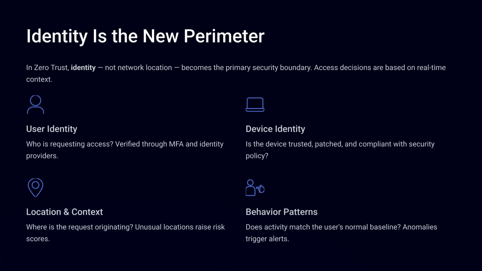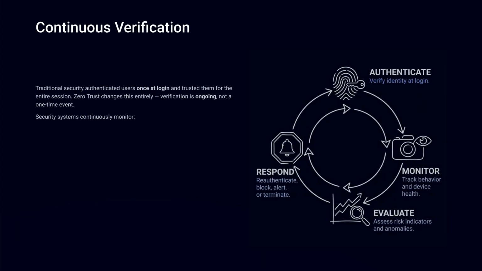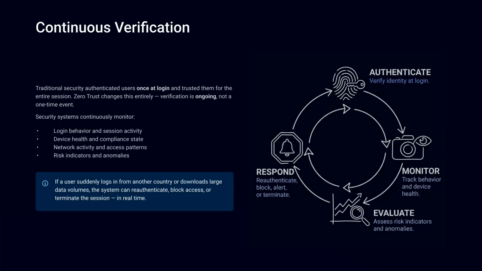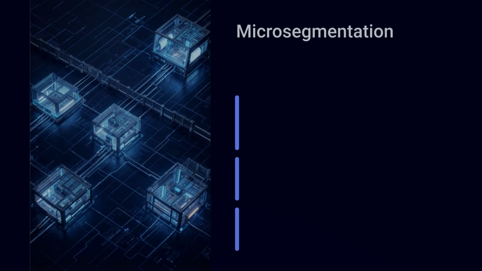Access decisions are based on real-time context, including user identity verified through MFA, device identity and compliance, location and context, and behavior patterns that detect anomalies. Zero Trust demands continuous verification, not just a one-time login event. Security systems monitor login behavior, device health, network activity, and risk indicators. If a user's context changes, the system can re-authenticate, block access, or terminate the session in real time.